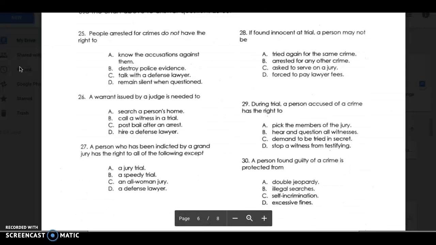Number 27. A person who has been indicted by a grand jury has the right to all of the following except A. A jury trial. B. A speedy trial. C. An all-woman jury. D. A defense lawyer.